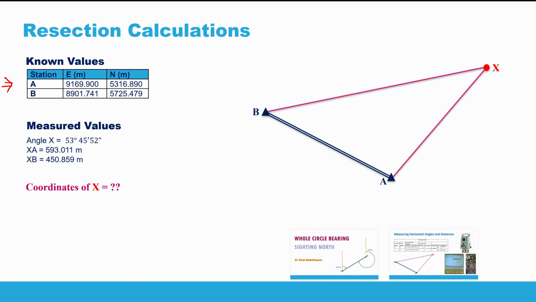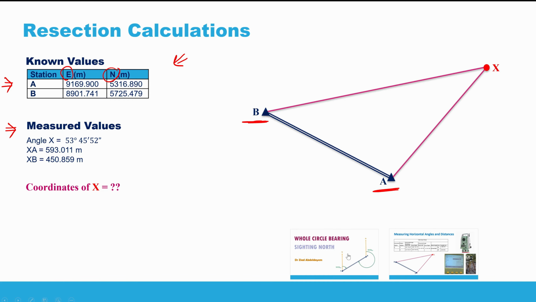Let's take a numerical example so that you can understand the calculations in a good way. So as I have just mentioned, we need some known values. These are the coordinates of known survey stations, A and B. In this case, we have the values here in this table. We have the coordinates of A, easting and northing, and the coordinates of station B. And you will need some measured values. You have to do some measurements using your total station.